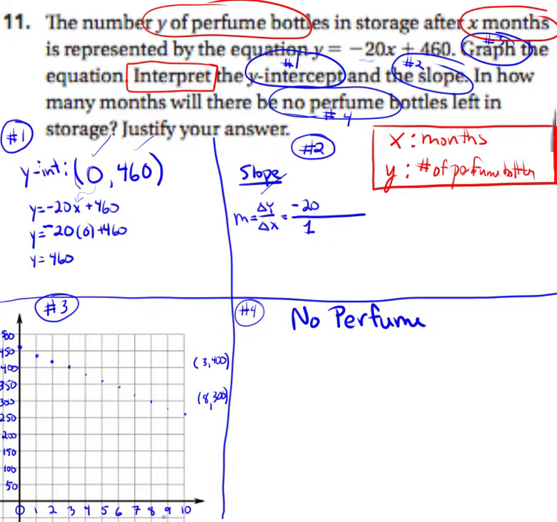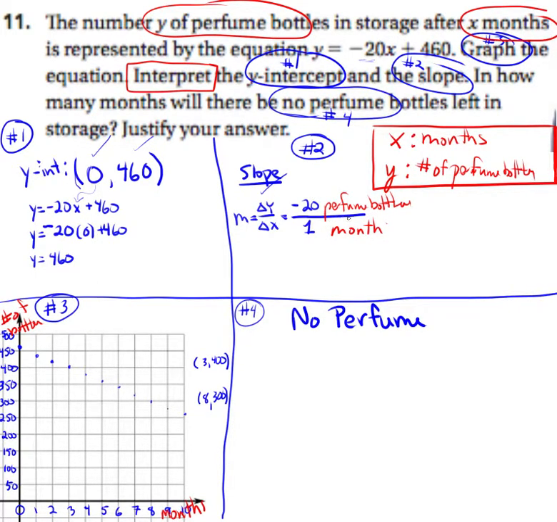So I'm going to go to my graph first and label those. So down here on the x is months. The y is number of perfume bottles. I'm going to go to my slope, and y is on top, so it's the negative 20 perfume bottles. And months is my x, and that's on the bottom, so I see that the change in x that I wrote down is on the denominator, so I'm going to put months, or 1 month, down there.